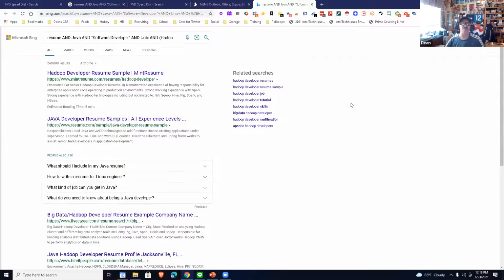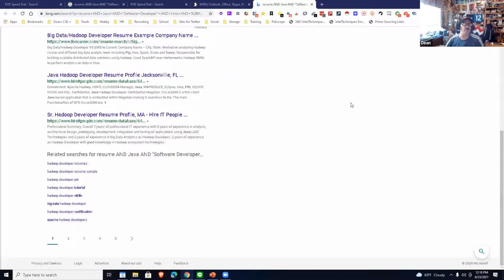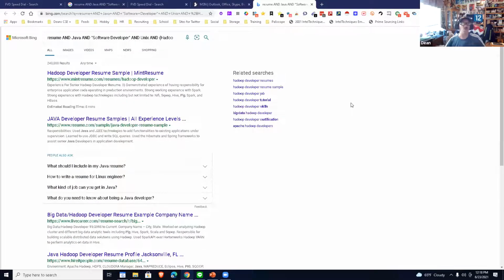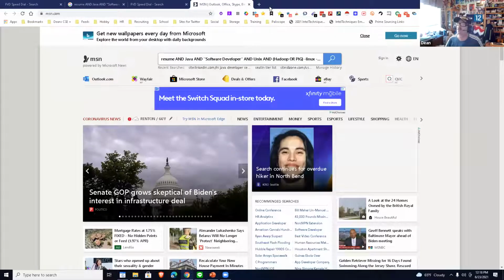So there's differences. This is an example of a difference between Google and Bing, where Google has done better than Bing. Whereas the last one with LinkedIn, Bing did better than Google. So that's why you always run them in both. You'd be really surprised at the difference between the two.